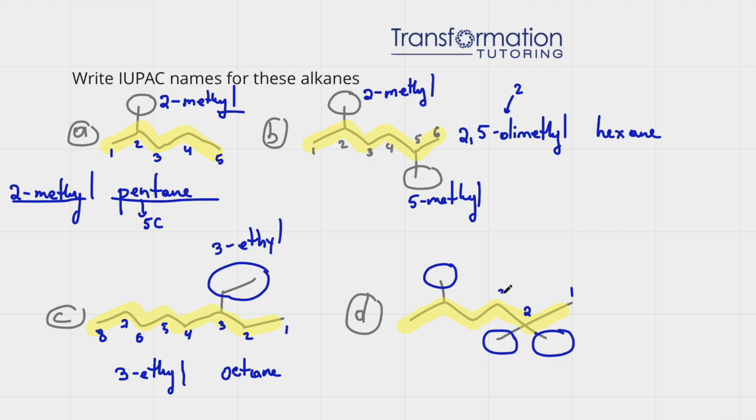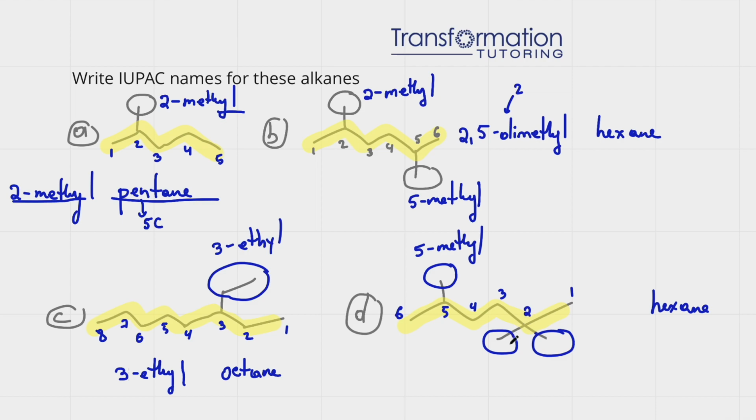1, 2, 3, 4, 5, and 6. There's 6 carbons in my parent chain. The prefix for 6 carbons is hex, and it's hexane because it's all single bonds. Next, let's take care of the substituents. This methyl group is on carbon number 5, 5-methyl.